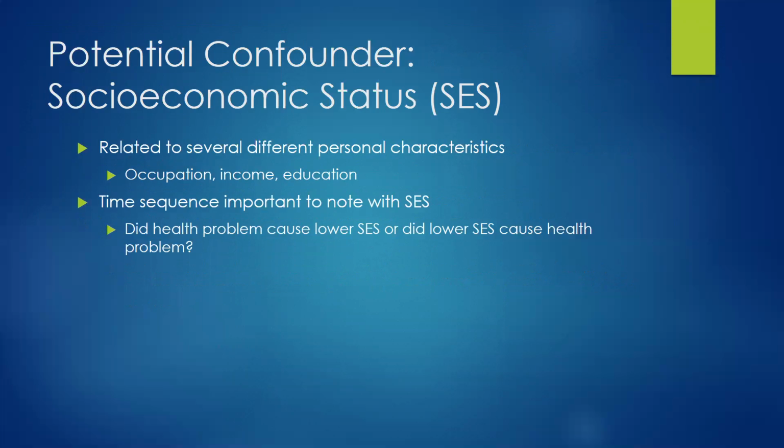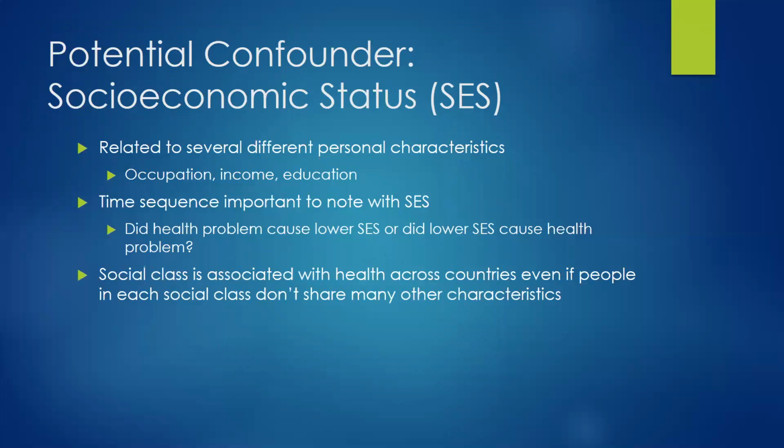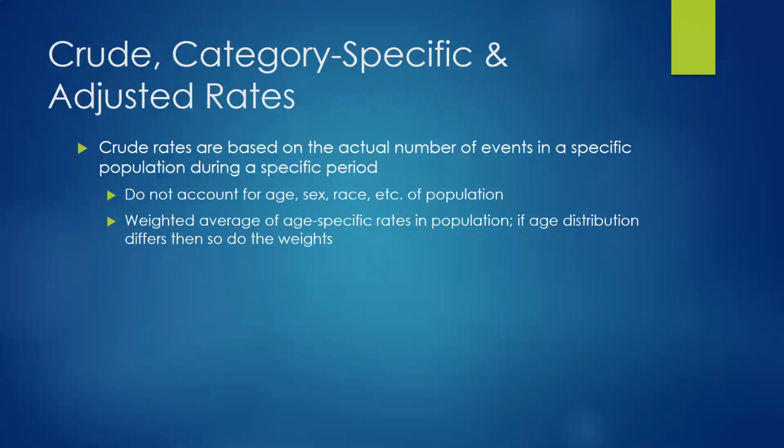And it might be important to look at the time sequence. So did the health problem cause someone to become lower SES because they became unable to work, for example, or did low SES contribute to the development of their health problem? And social class is something that is important across countries. So it's been shown to be associated with lots of different health and health-related variables.